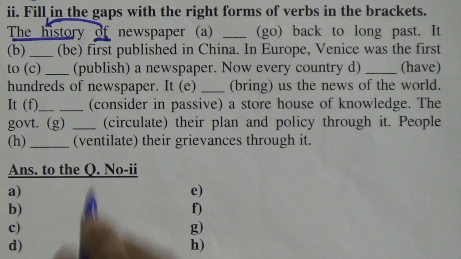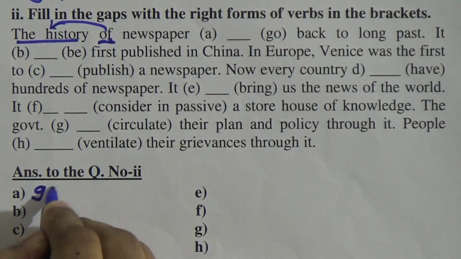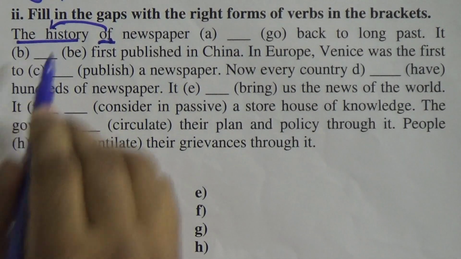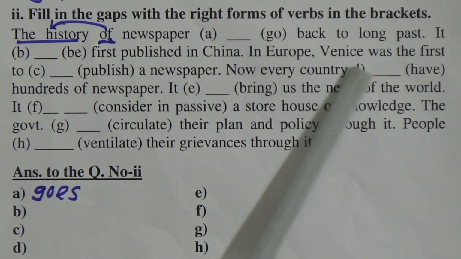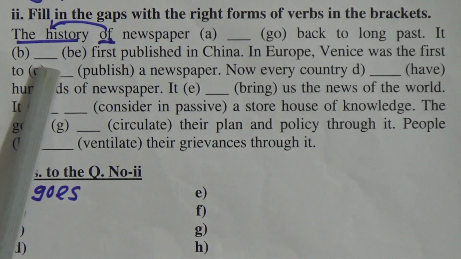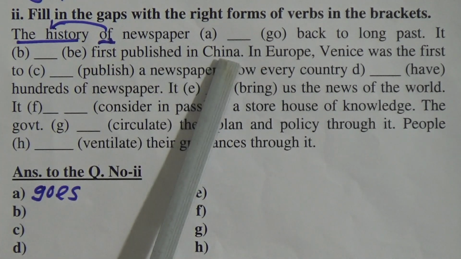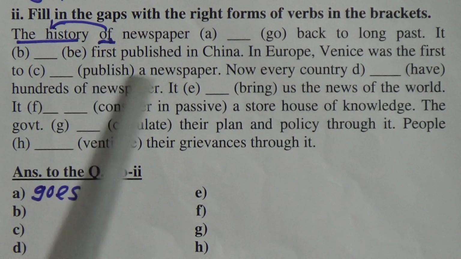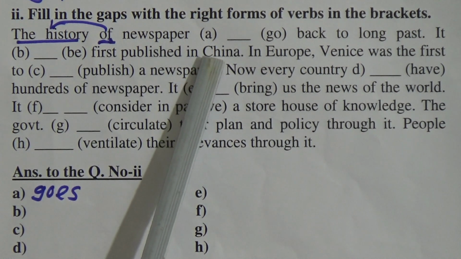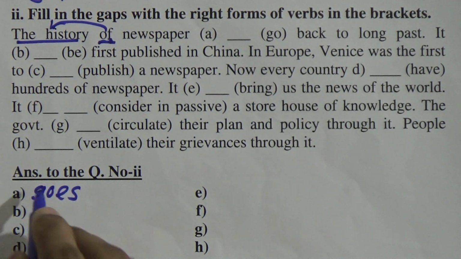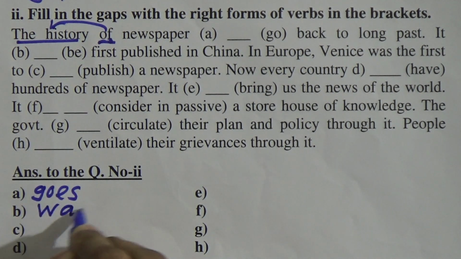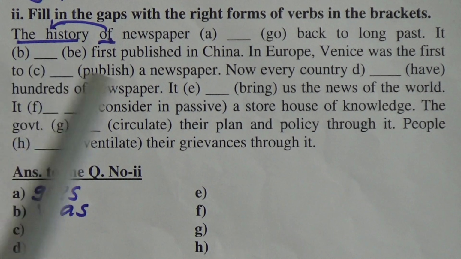The history of newspaper, we have to take it as the subject. It is present indefinite tense. We have to add s or es after the verb. Goes back to long past. It dash first published in China. So be means is or was, which one? So the newspaper was published in China a long time ago. This is past indefinite tense. So you have to put it was here. Okay, was published in China.